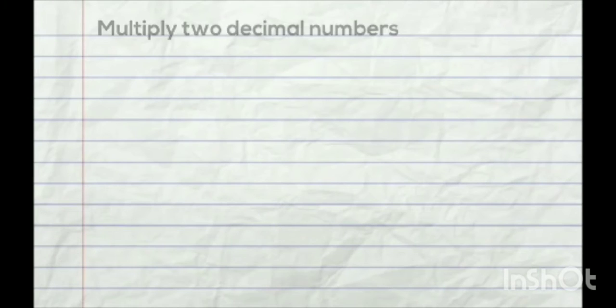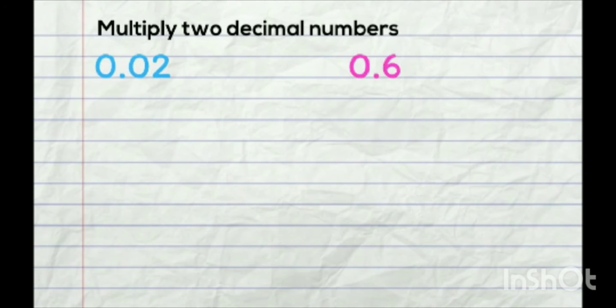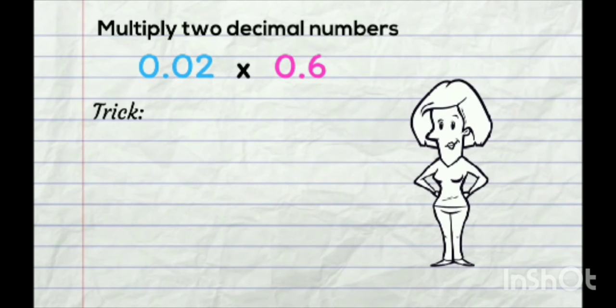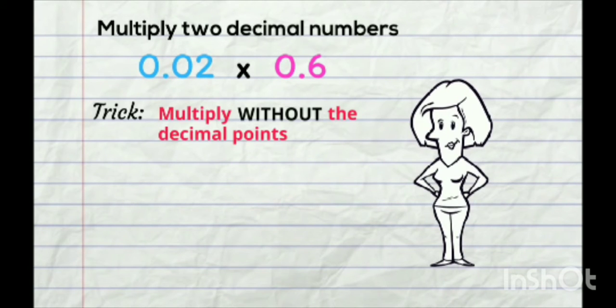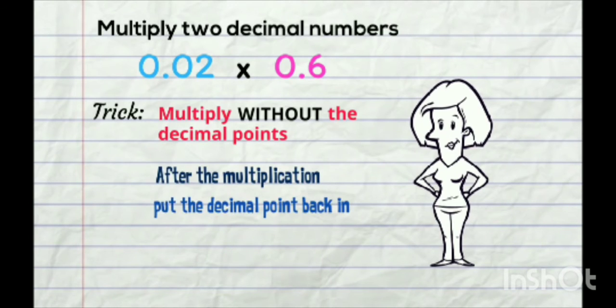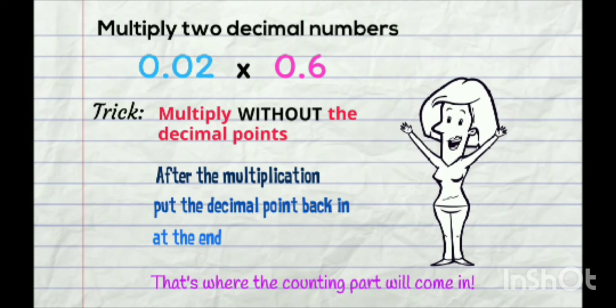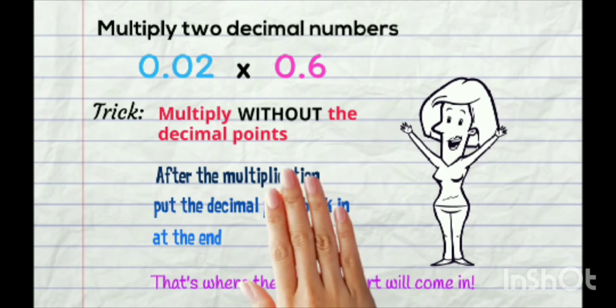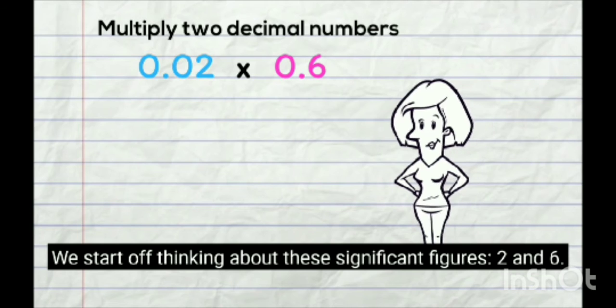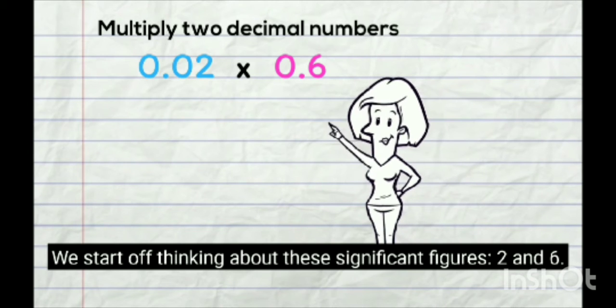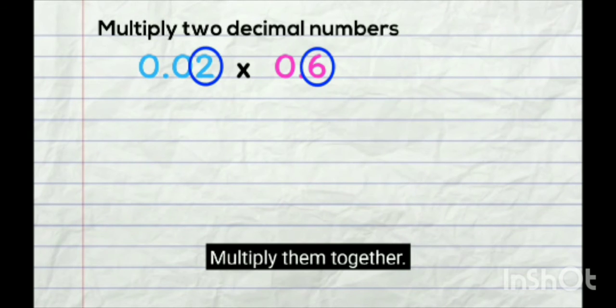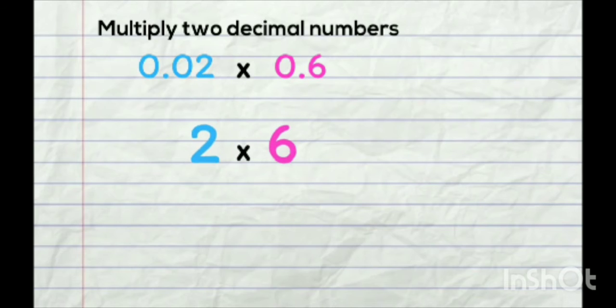We're going to multiply 2 decimal numbers. Here they are. The trick is we multiply without thinking about the decimal points. And then after we've done the multiplication, we put the decimal point back in at the end. And that's where the counting part will come in. We start off thinking about these significant figures, the 2 and the 6. We multiply them together. Of course, that's 12.